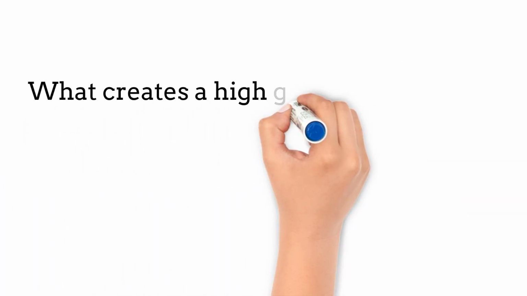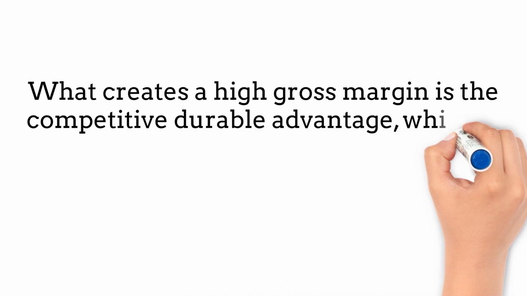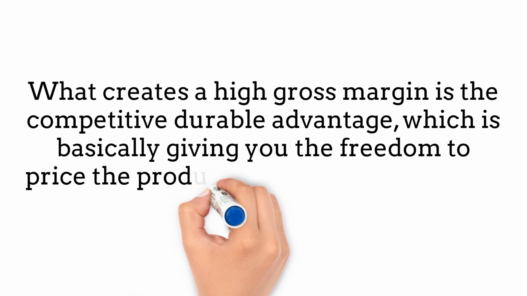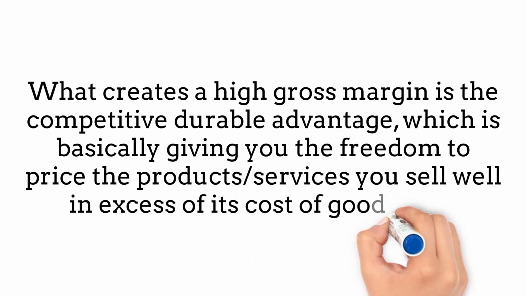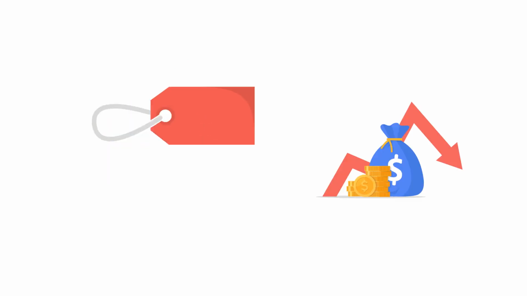What creates a high gross margin is the durable competitive advantage, which is basically giving you the freedom to price the products or services you sell well in excess of their cost of goods sold or cost of revenue. Without that advantage, you have to compete by lowering the price of the product or service you are selling. That drop, of course, lowers your profit.